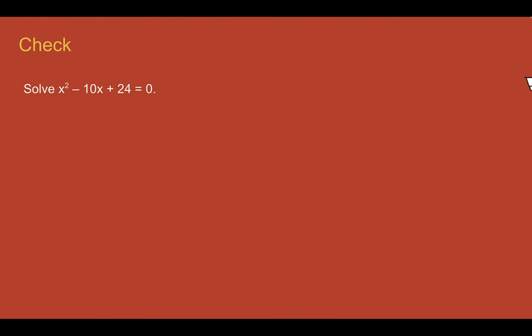Check your understanding. Solve x squared minus 10x plus 24 equals 0 by factoring. You do not need to sketch the graph for this one. Pause the video now and complete the check.